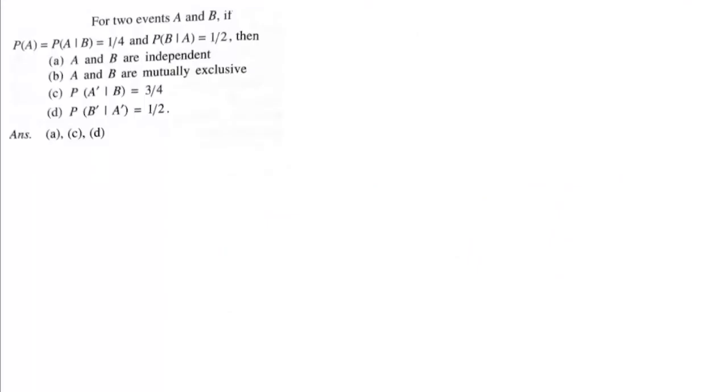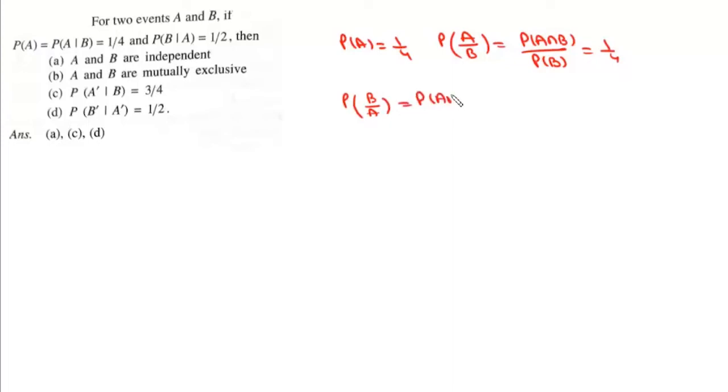Now for two events, it is given that probability of A is 1 by 4, probability of A upon B, which is probability of A intersection B upon probability of B, is also 1 by 4, and probability of B by A, which is probability of A intersection B upon probability of A, is 1 by 2. Now we put the value of probability of A as 1 by 4, we'll get probability of A intersection B as 1 by 8.